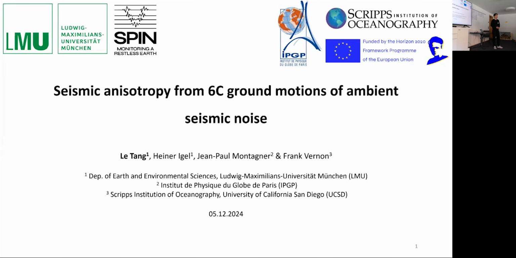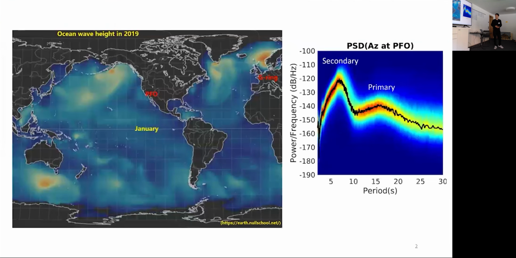I'm Tang from LMU, SPIN PhD, and today I'm talking about seismic anisotropy from 6C ground motion of ambient seismic noise. Maybe some of you are familiar with ambient noise. The interaction between ocean waves and the solid earth can generate two dominant microseismic noises: secondary microseismic noise and primary microseismic noise. They have different mechanisms. The secondary comes mainly from the interaction between ocean waves, and then the second step is also interaction with the solid earth. The primary is just a direct interaction between ocean waves and the solid earth.